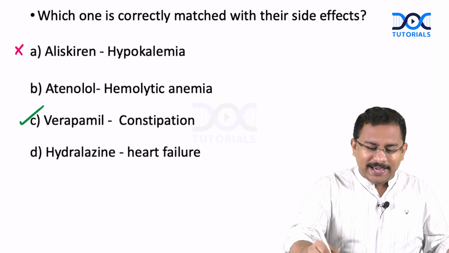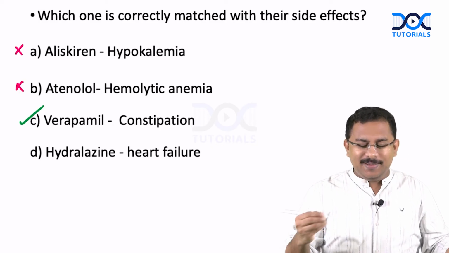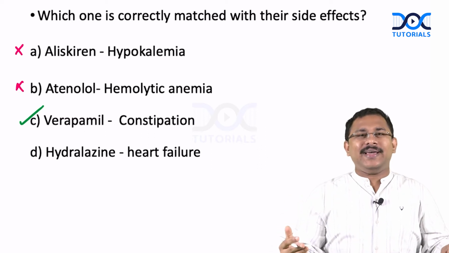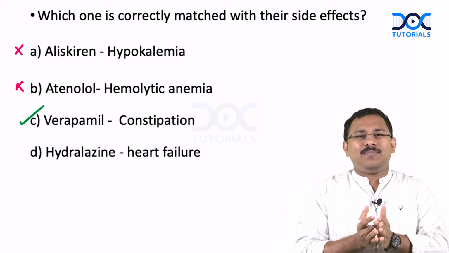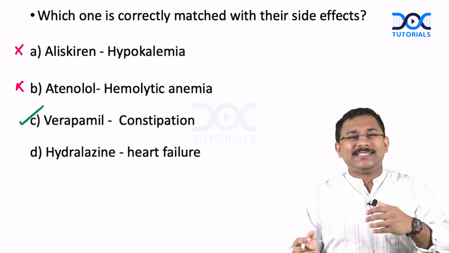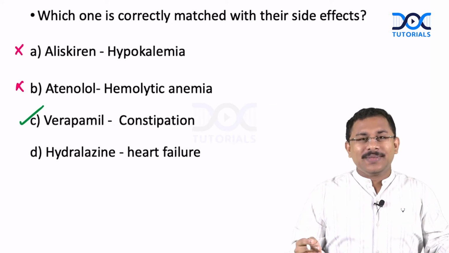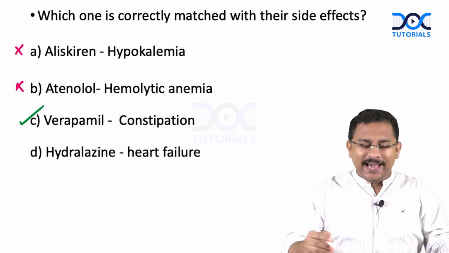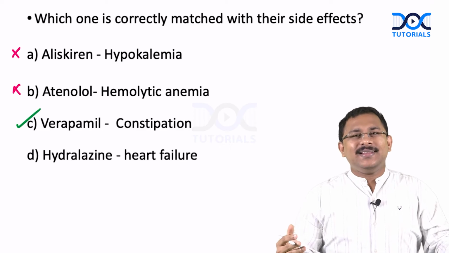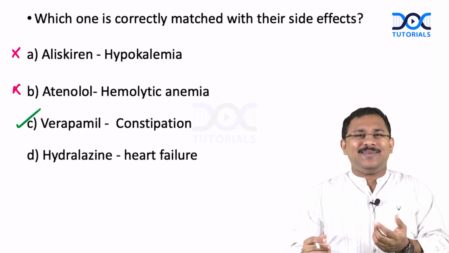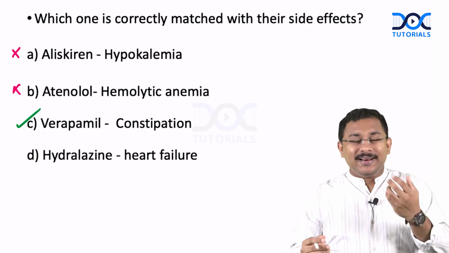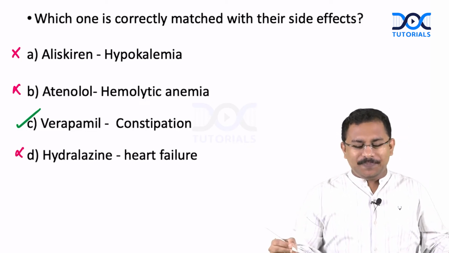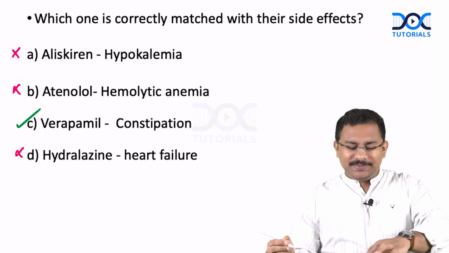Okay, and atenolol is not going to produce any hemolytic anemia. Hydralazine is not going to cause heart failure. In fact, hydralazine is used in the treatment of heart failure, especially as a combination pill containing isosorbide dinitrate. The combination pill is used in the treatment of heart failure because it relaxes the arteriolar smooth muscle also. So this option is also wrong. So the answer is verapamil constipation.